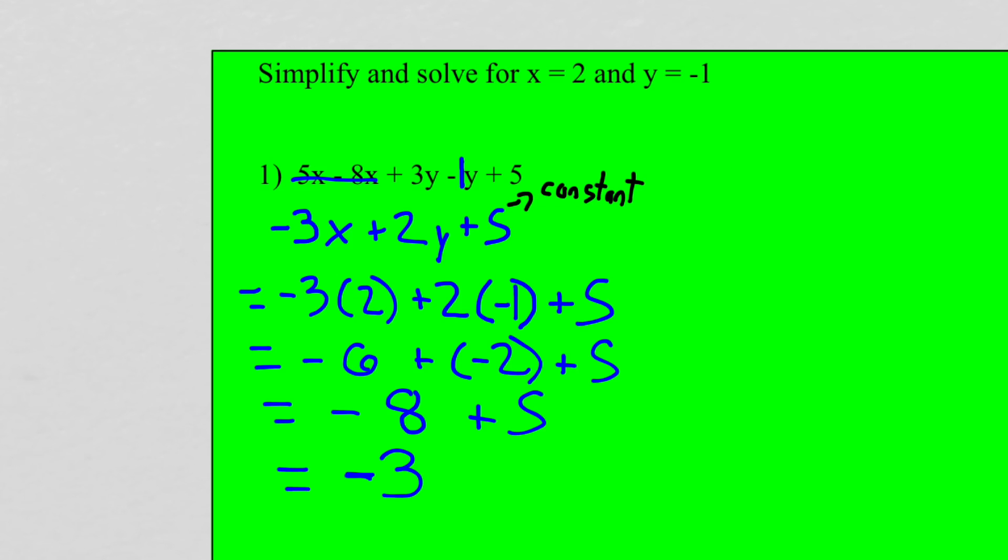That's a little lesson on like terms, kids. I hope that helps with today's activity. I'm going to get you to practice some work with like terms today.